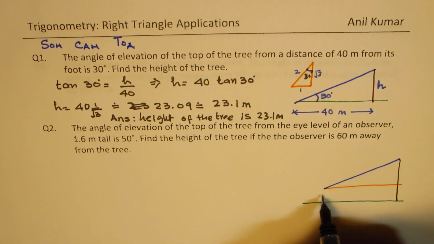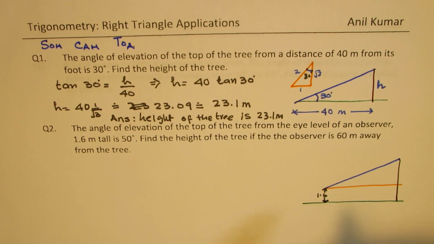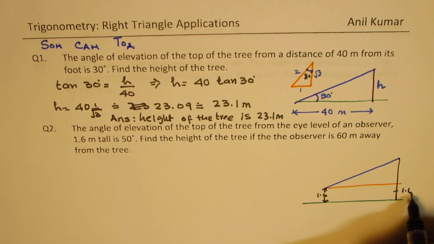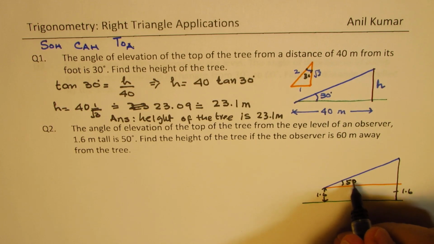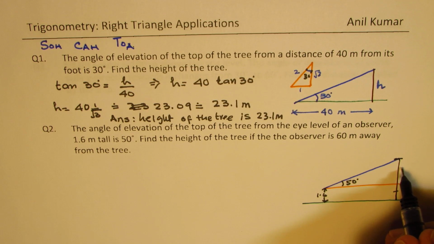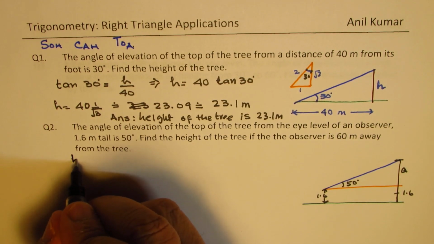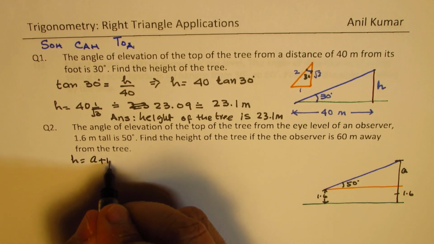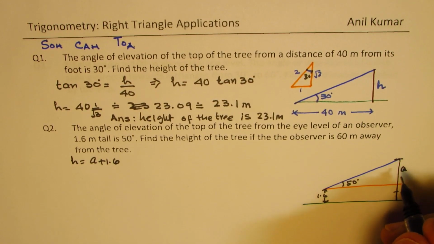We have this height as 1.6. So this height is 1.6, right? And the angle of elevation this time is 50 degrees. We need to find the total height. So let's say that this height is A, right? So total height will be A plus 1.6, right? So we are looking for height which is A plus 1.6. So first let us find what A is.